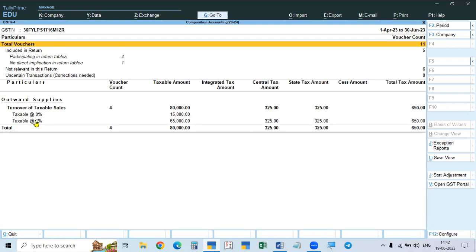This is taxable 1%. We have to pay 1%. Not the 1% is not the GST Act rate. Our liability is 1% like this. Okay. And then this will show as well as the liability. The sales and purchases will be shown separately.